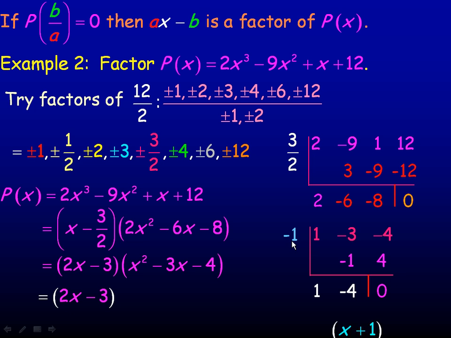The -1 worked, so that means that x plus 1 is a factor, and the 1, -4 at the bottom is the other factor, 1x minus 4, or x minus 4. But you don't have to do this synthetic division. We could go back here and say what adds to -3 and multiplies to -4, which is 1 and -4. So you could have factored that way as well. Anyway, those are the 3 linear factors of 2x cubed minus 9x squared plus x plus 12. And so that's factored using the factor theorem. And that's the end of the lesson.